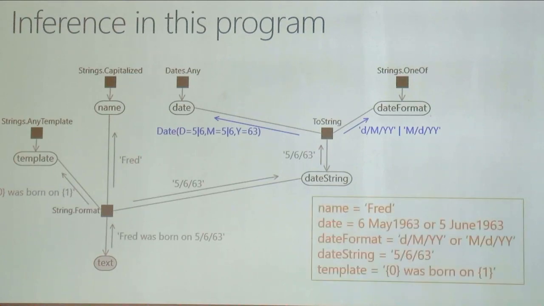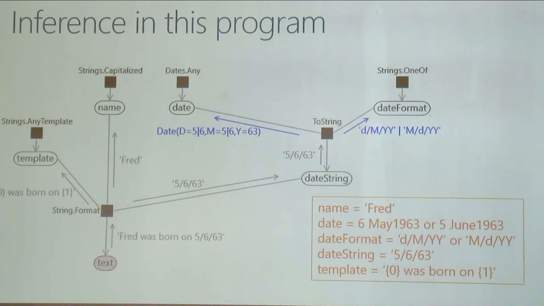So here are the posterior distributions. And what we see is that from that certain string, "Fred was born on 5663", the date variable is ambiguous. There's uncertainty there because of the ambiguity arising from the formats.